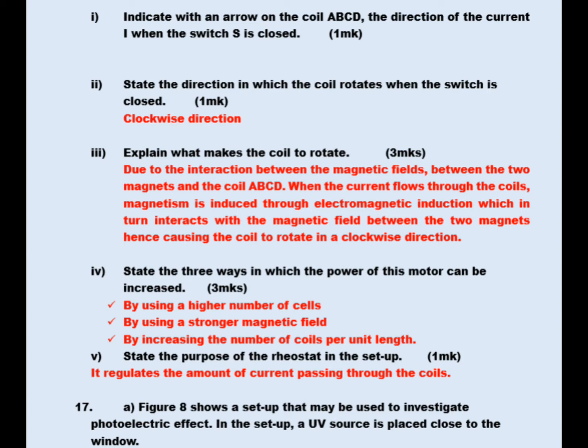So let's go to the next question, Roman 4. State the 3 ways in which the power of this motor can be increased. 1. Using a higher number of cells, that is increasing the current in the coil. 2. Using a stronger magnetic field or using stronger magnets. 3. Increasing the number of coils per unit length. Those are the 3 steps you can take to increase the power of the motor.